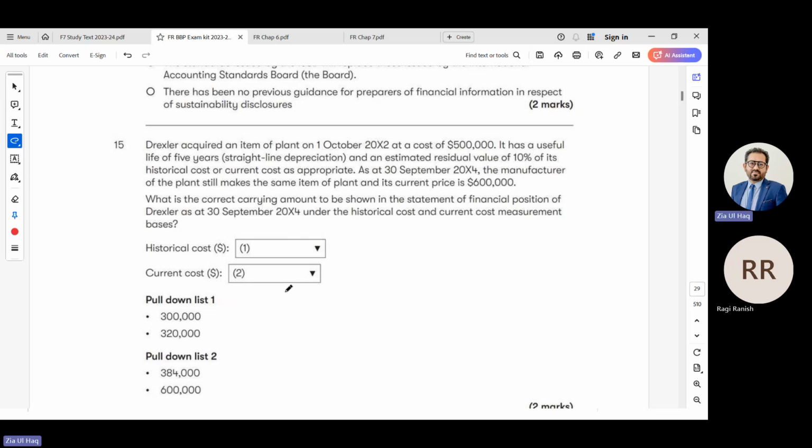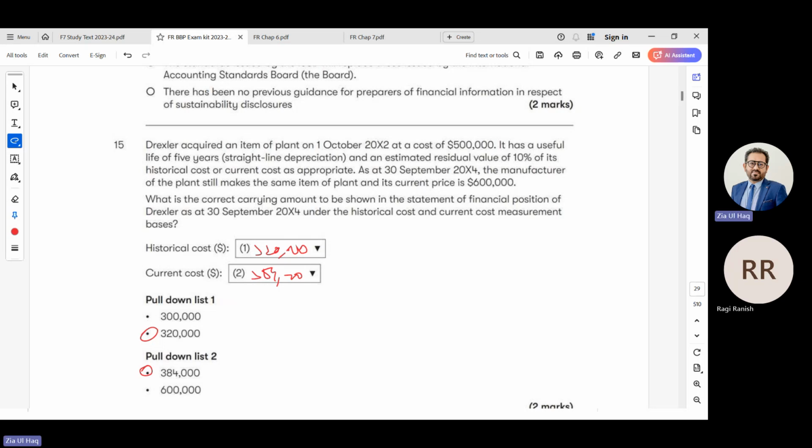Come on, give me the values. 320, 320 for here. Yeah. And what about 384? 384 here? In this and this. How?